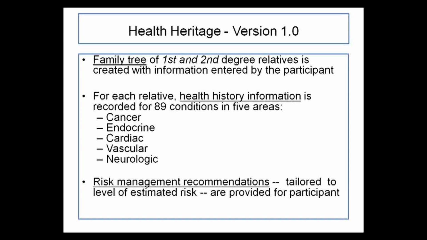So like a lot of these tools, we had 3 main sections. The first one is to help people create their family tree, and we used at that time 1st and 2nd degree relatives, although that's now changed to include 3rd degree. For each relative, we asked people to follow a set of branching logic questions to fill in health history information about these conditions in 5 disease areas. And then we had risk algorithms running in the background to assess whether or not they might be at increased risk for any of these conditions and provide some risk management recommendations.